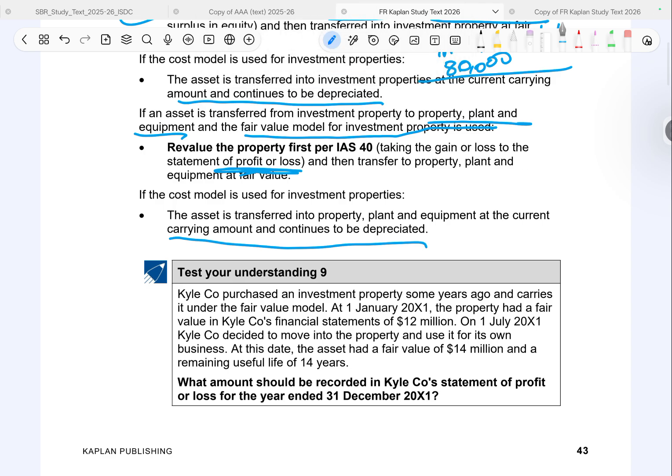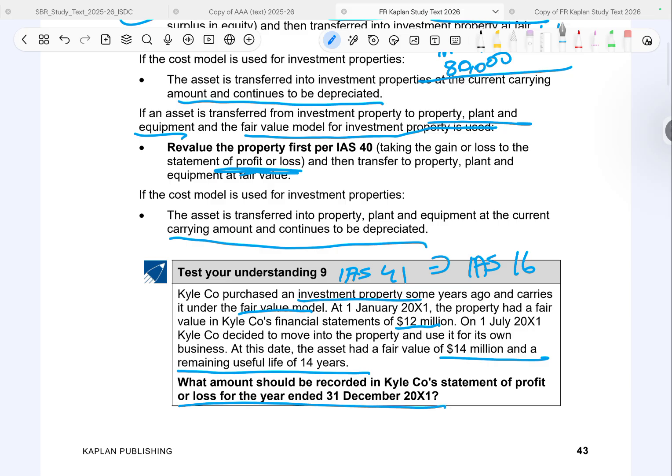Okay, let's do Test Your Understanding. Kyle Co purchased an investment property some years ago and carries it under the fair value model. It's an investment property, so we have IAS 40. At 1st January 2011, the property had a fair value in Kyle Co's financial statements of 12 million. On 1st July, Kyle decided to move it into property, plant and equipment and use it for its business. So from IAS 40, we are going to IAS 16. At this date, the asset had a fair value of 14 million and a remaining useful life of 14 years. What amount should be recorded in Kyle's statement of profit or loss for the year ended 2011?